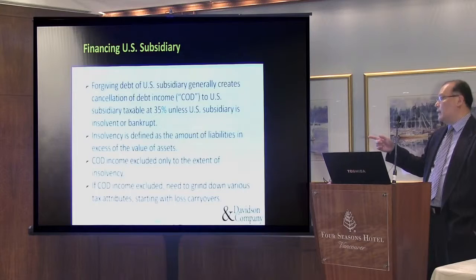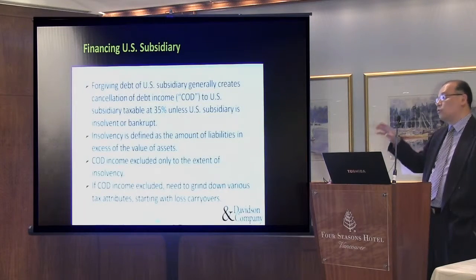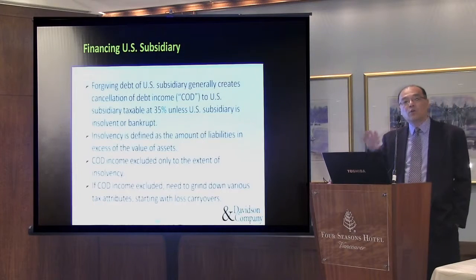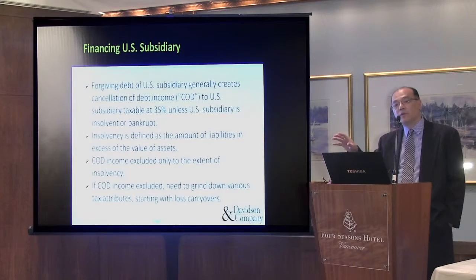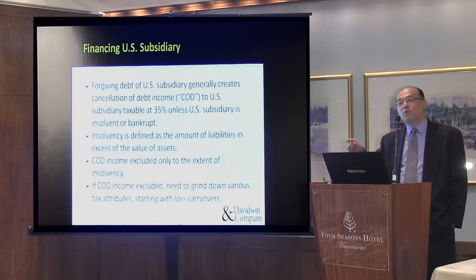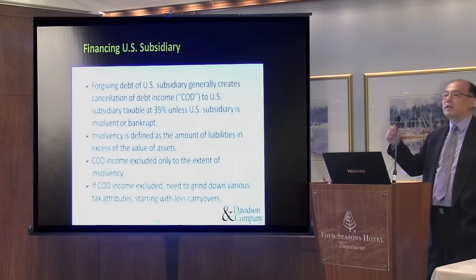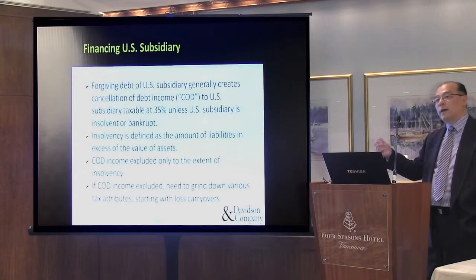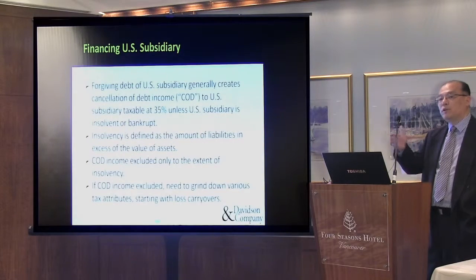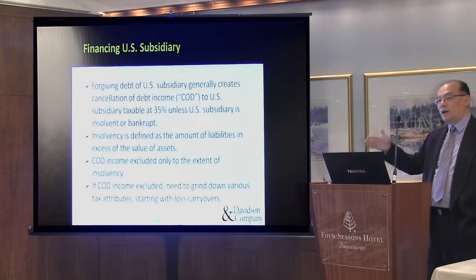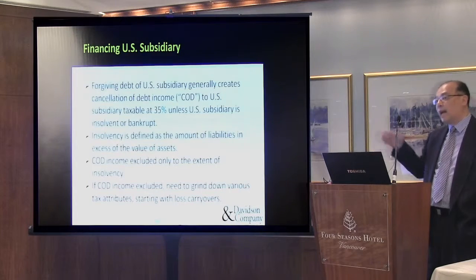But the flip side is, the IRS goes, well, you can't have your cake and eat it too. So to the extent that you don't have that COD inclusion because the sub is not solvent, you're required to reduce the tax attributes of the US sub, starting with loss carryover. So basically, you have a trade whereby there's no COD inclusion, but you need to grind down your tax losses, and you need to grind down your tax basis.